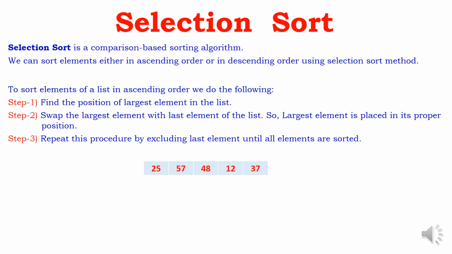For example, we can rearrange elements of a list in ascending order by repeatedly selecting the largest element from the unsorted portion and swapping it with the last element of the unsorted list.